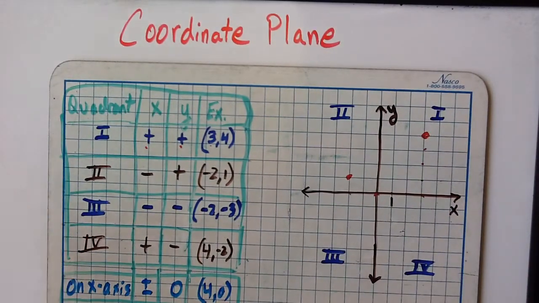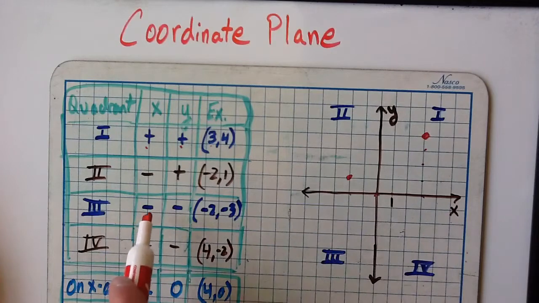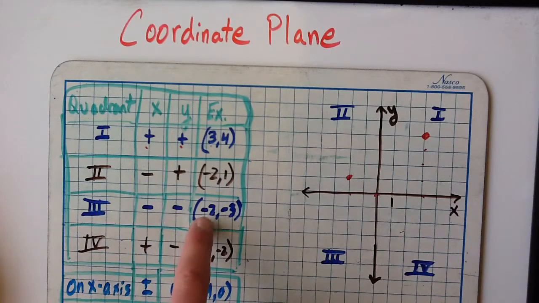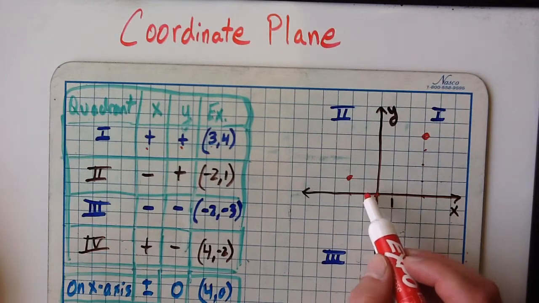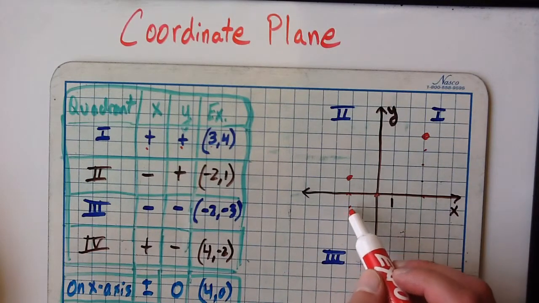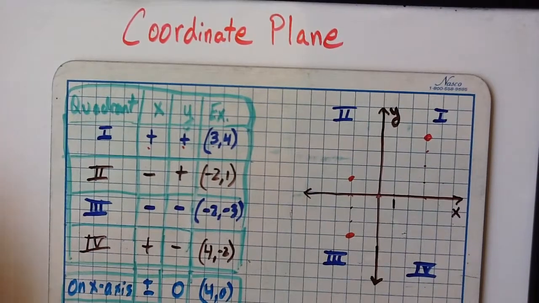Next, what does a point in quadrant 3 look like? Well, in quadrant 3, from the origin, I would have to go left and then down. So that would be negative, negative. So let's look at the point negative 2, negative 3. From the origin, I go left 2, 1, 2, and then down 3, 1, 2, 3. And as you can see, that point is in quadrant 3.